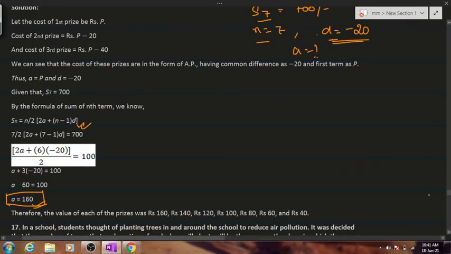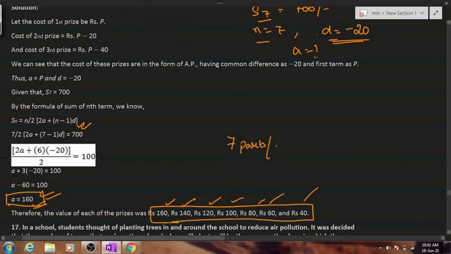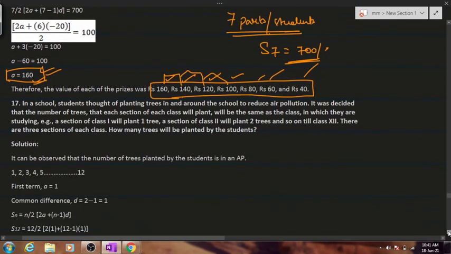Did everybody understand what actually needs to be done over here? So the prize money will be 160 and the preceding one, 20 less, is 140, 120, 100, 80, 60 and 40. This will be your required cash prizes for dividing it among 7 students. Clear? If you add up this entire thing, this all will add up to how much? 700 rupees. Did everybody understand this numerical? Yes or no? Confirm.